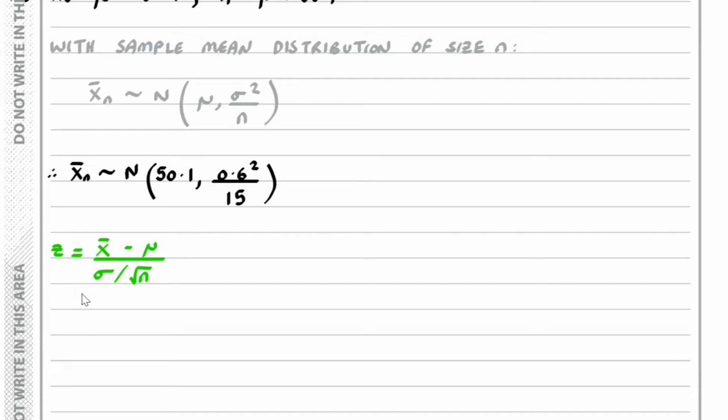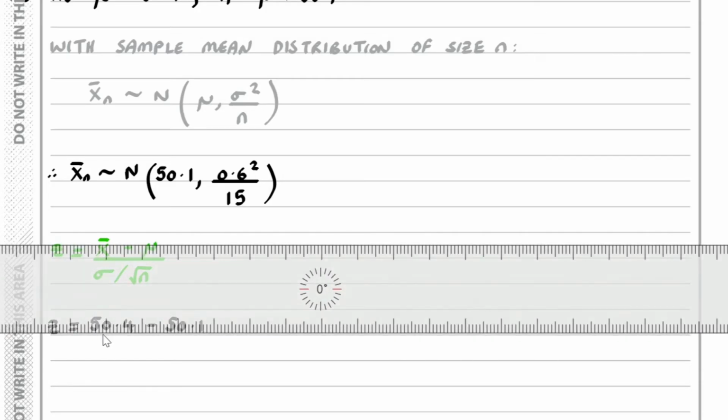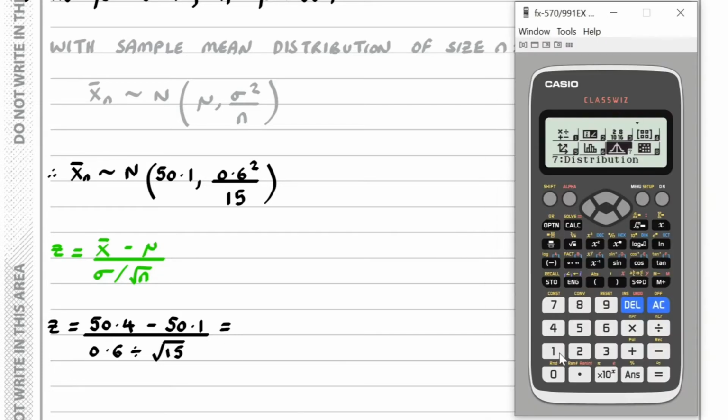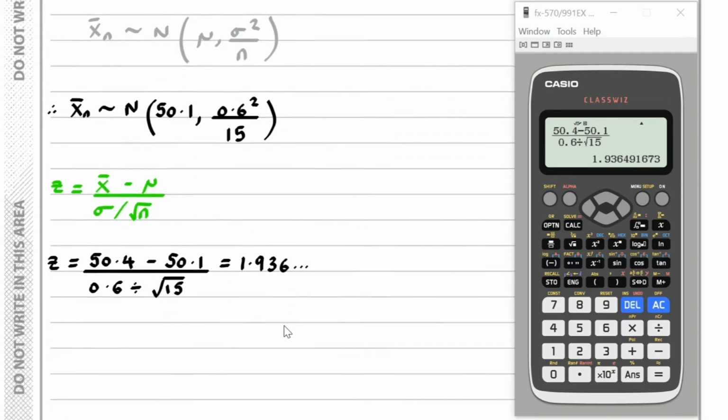So if I find the corresponding z value, z equals 50.4 subtract 50.1, divided by 0.6 divided by square root 15. So our z value is 1.936, etc. How does this help us?